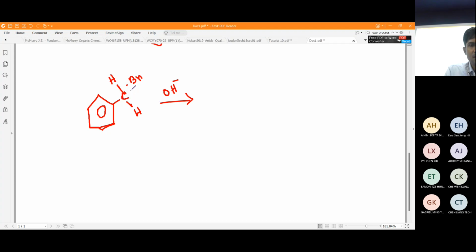Right, so bromine is also bonded. What is happening is that bromine is already a good leaving group, right? Bromine is a good leaving group because bromine is bigger than chlorine. Of course, we are not talking about fluorine, but compared with chlorine, bromine is even bigger. If there was iodine, it would be much bigger.